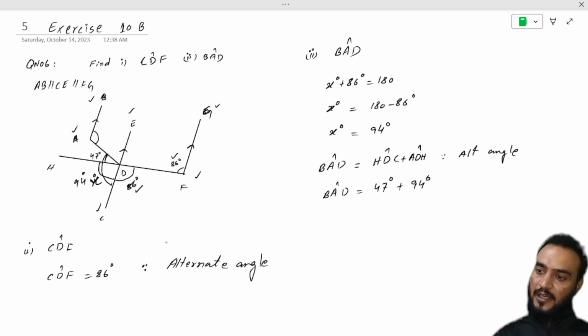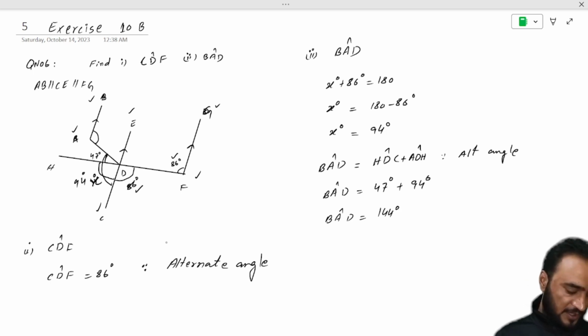So the angle BAD is equal to 141 degrees. So this was question number 6. So now let us solve question number 7.